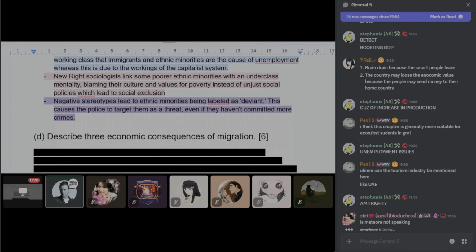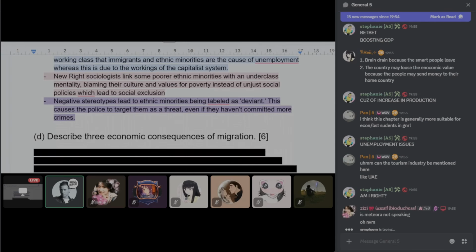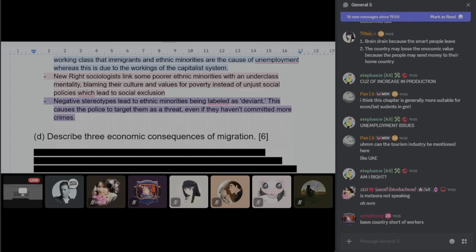Is there an increase in production, unemployment issues? No, I'm not speaking. I was just waiting for the answers. Country may lose economic value because people may send money to their home country. Now remember, a consequence does not always have to be negative. A consequence could be positive. A consequence is basically an effect caused by that particular variable.